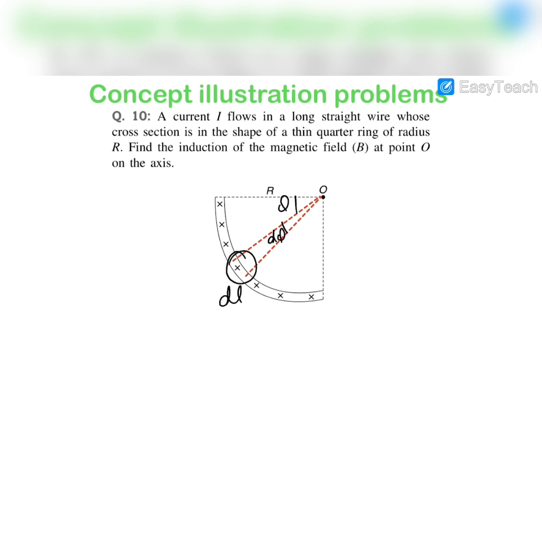So the current flowing through this part, di, will be I upon the total angle through which this cross section is extending. This total angle is pi by 2, so di is 2I by pi into d theta. So this will be the current flowing through this small part. Now this small part will act as an infinitely long wire, which is creating a magnetic field at this point in this direction, like that, dB.